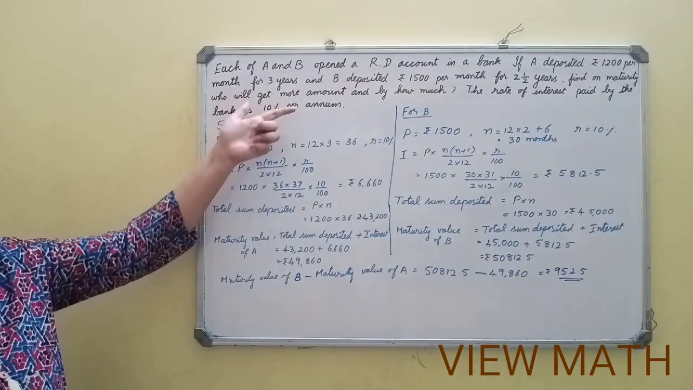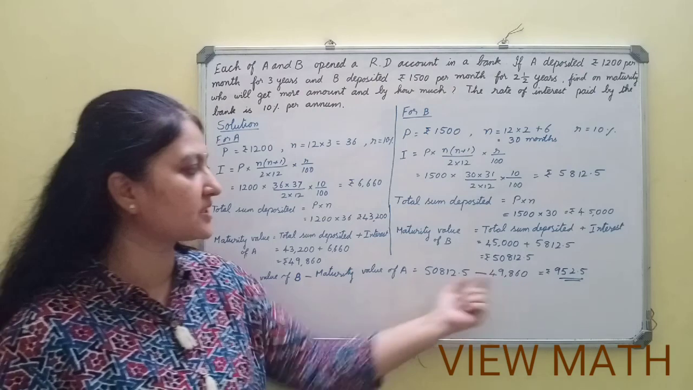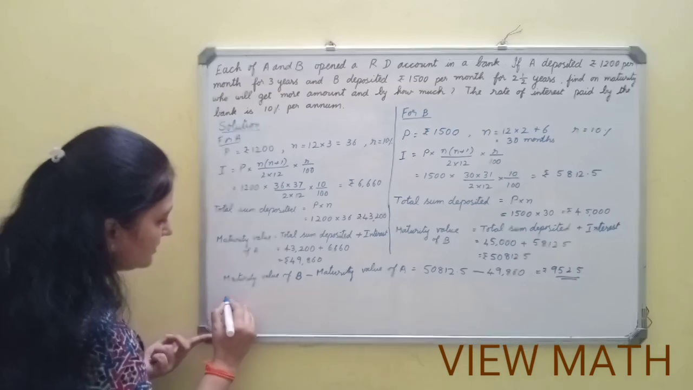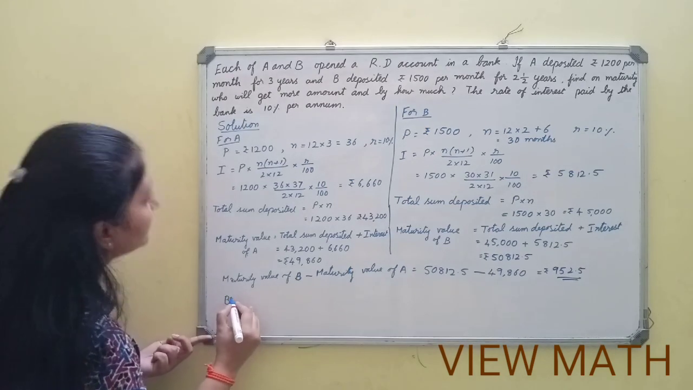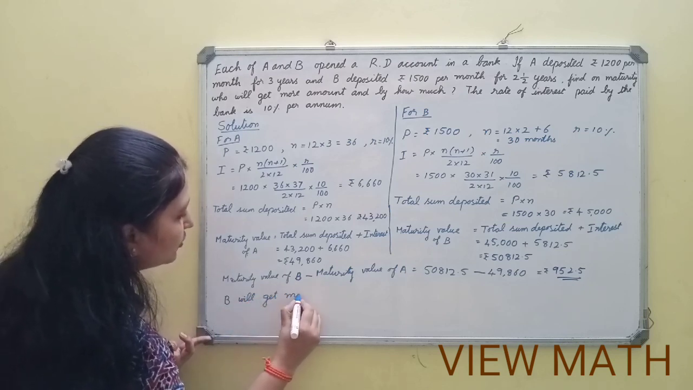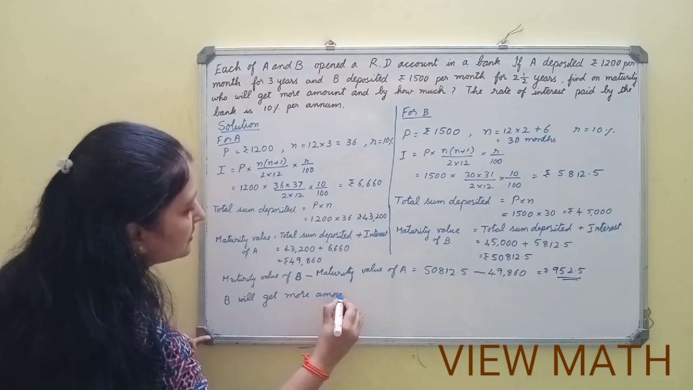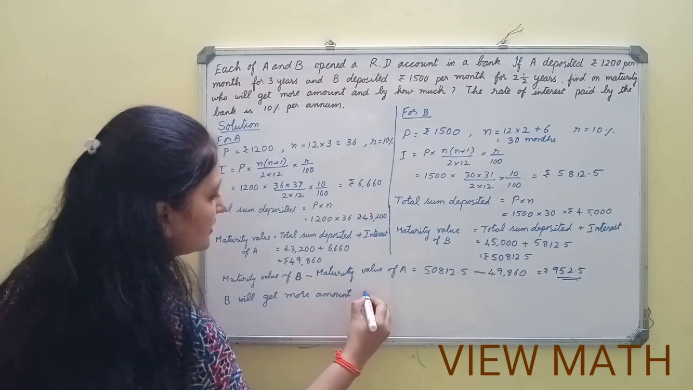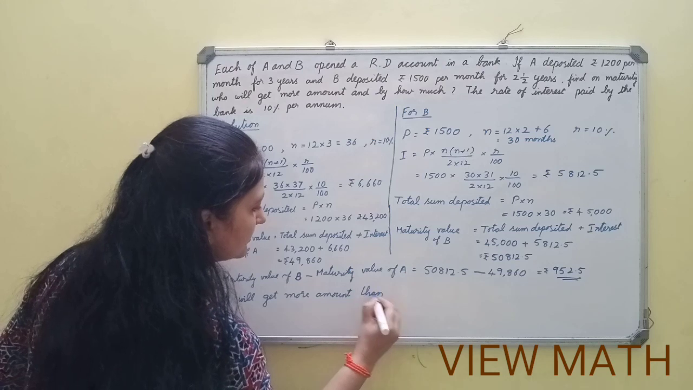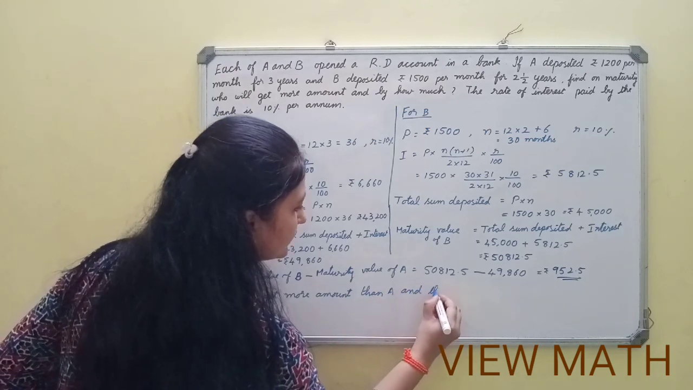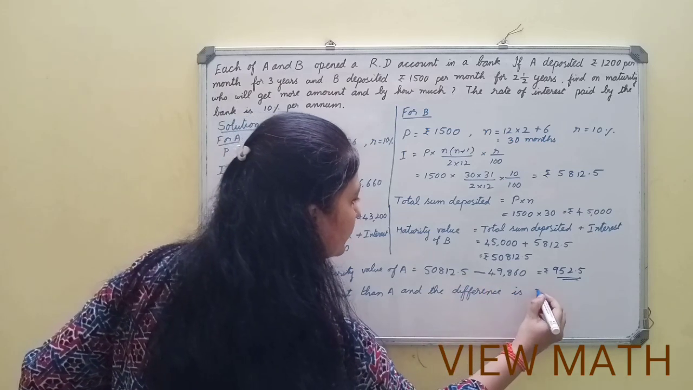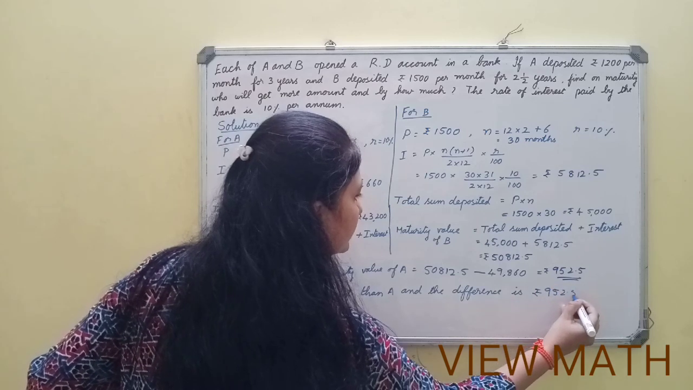So what they are asking us to find out: who will get more amount and by how much. So B will get more amount and the difference is 952.5. So you have to write: B will get more amount than A, and the difference is rupees 952.5.